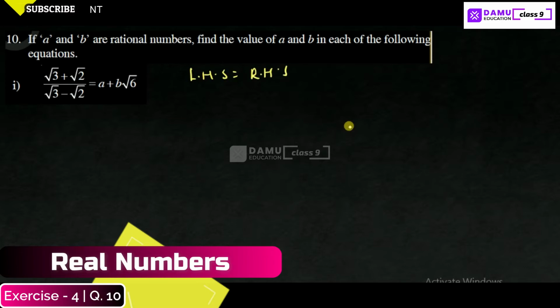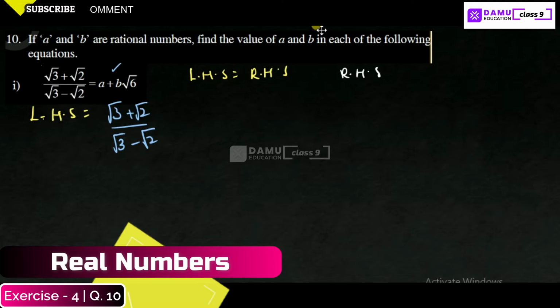That is, LHS will be equal to, let's take (square root of 3 plus square root of 2) whole divided by (square root of 3 minus square root of 2). If you rationalize this, then we will get the answer. With that, we are going to compare the values. So RHS will be equal to A plus B square root of 6.